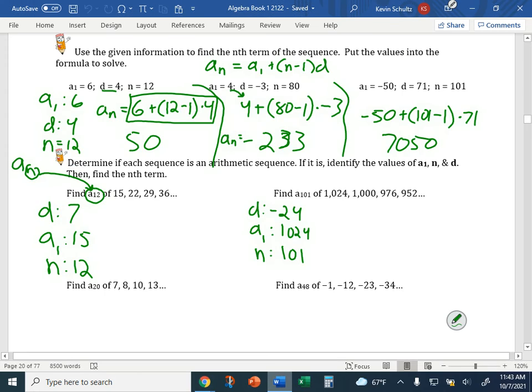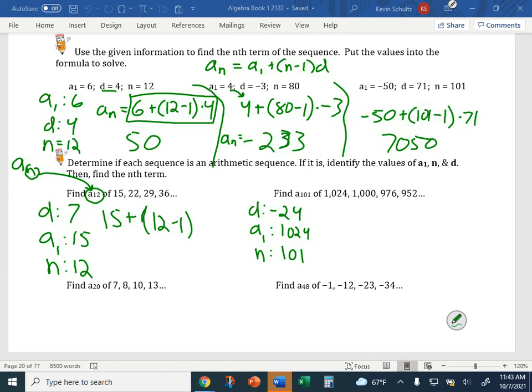Okay. So plugging the pieces in here, we've got the starting term of 15, plus we're looking for the 12th term, so not n, 12 minus 1 times that pattern of positive 7. So this one should end up being, what, 92? Okay. The next one, where we are starting with 1024, that's our first term, plus n minus 1, 101 minus 1, times our common difference, our pattern of subtracting 24. What'd you come up with for that one?